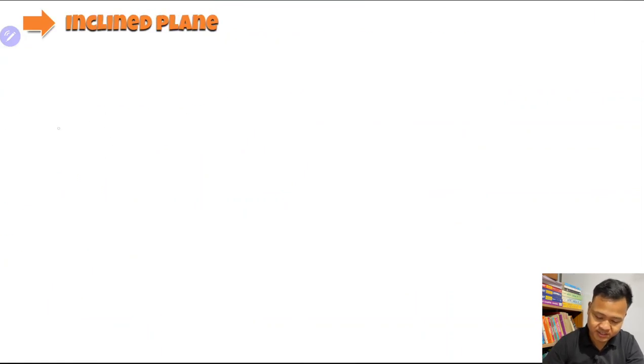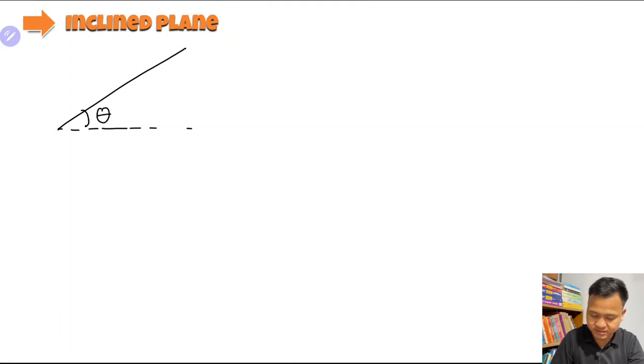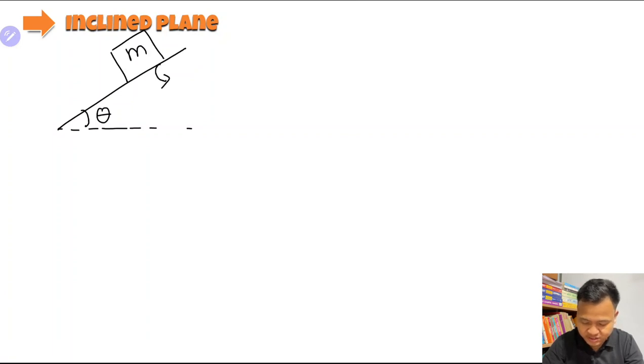So I will draw another inclined plane here. Let's say at an angle theta. So I have a block, block of mass m is here. Now let's say it has friction. So mu is here. Okay, the surface is rough, right? So it has friction. First let's draw the free body diagram of that mass.